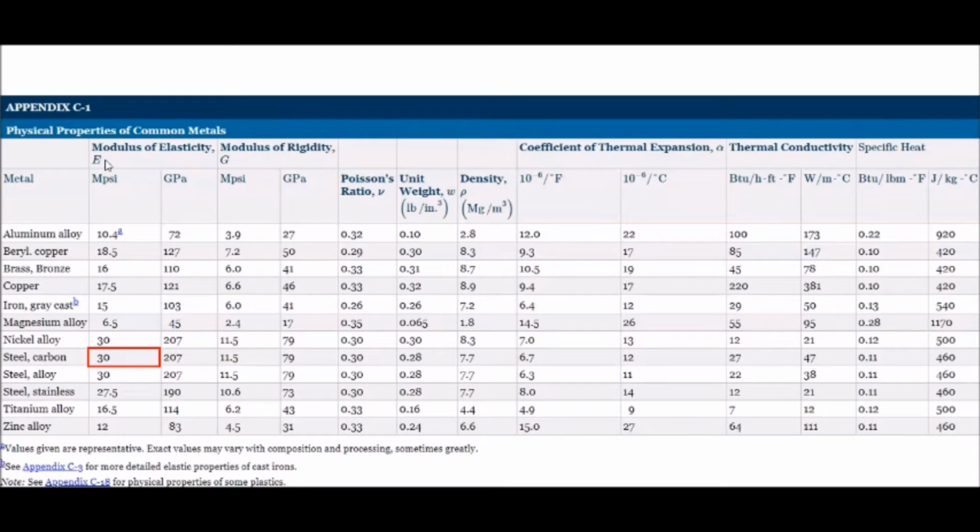our modulus of elasticity, our E value here, we're dealing with units of PSI. If we're dealing with English units, we deal with this column here. But again, make sure we note this is mega PSI. So we have 30 mega PSI for our modulus of elasticity of steel.